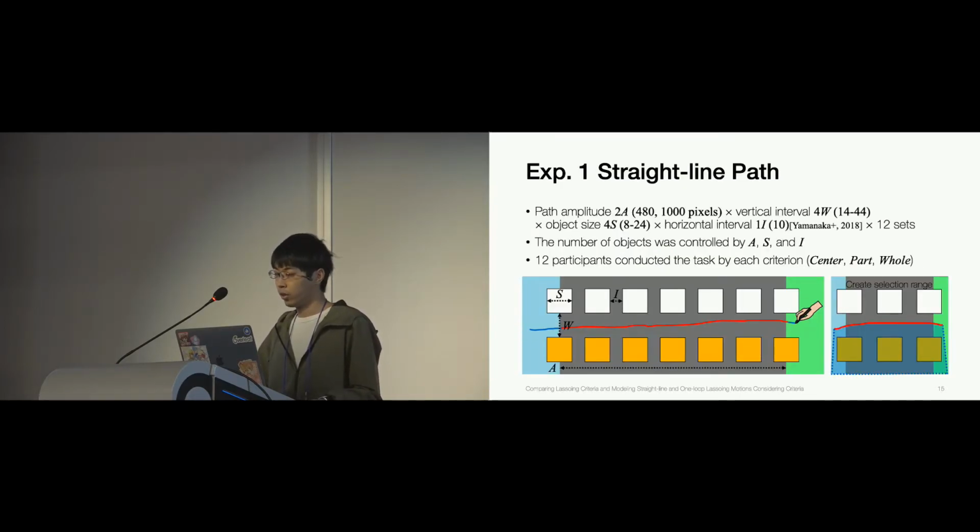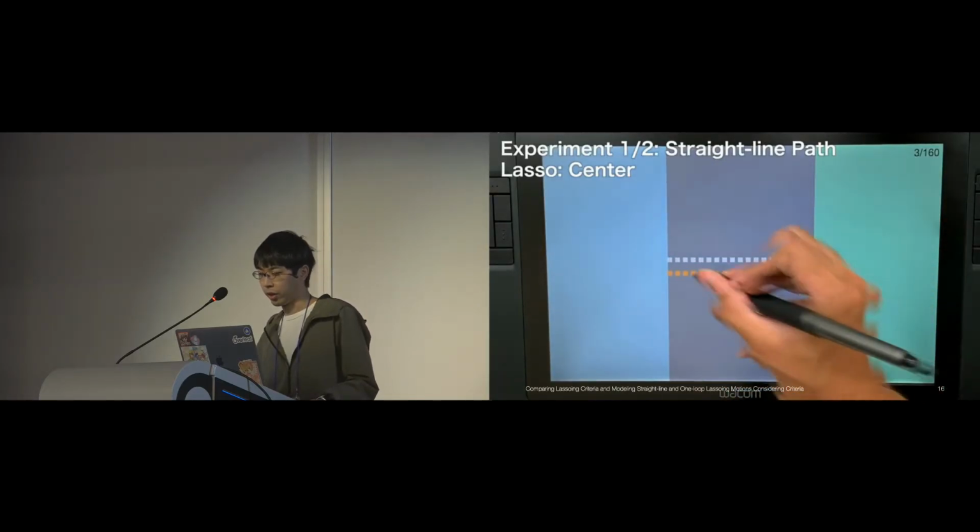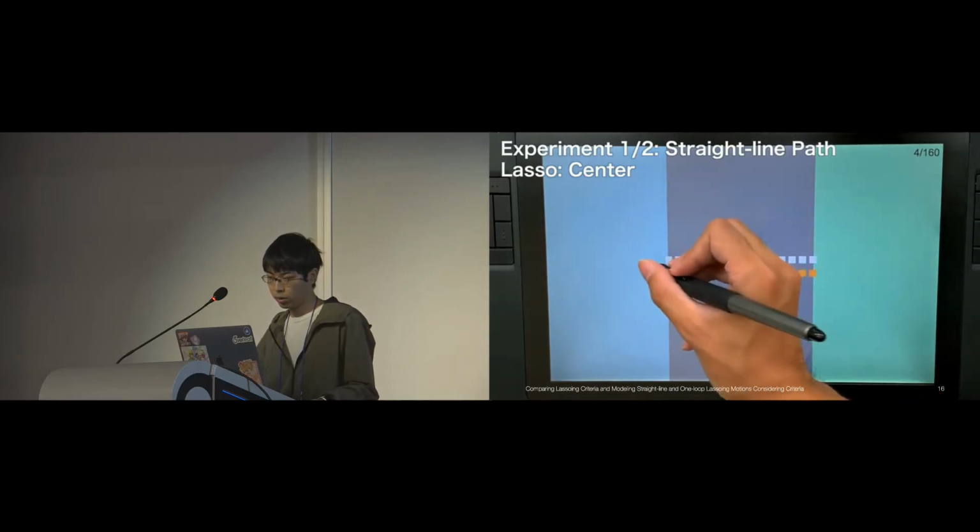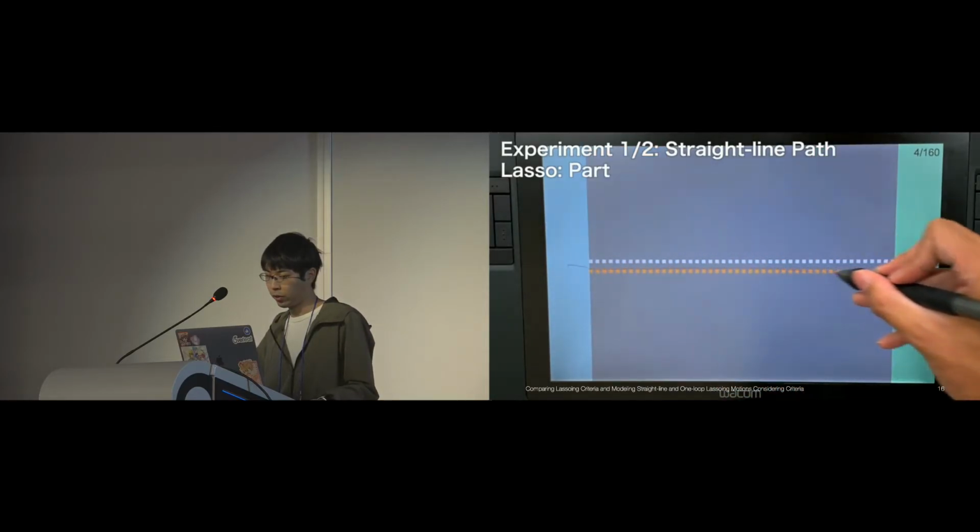In the experiment 1, to pass amplitude 4 vertical intervals, whole object size, and 1 horizontal interval exists. The horizontal interval was 10 pixels, so with it the participant performed visually controlled steering motions. The participant conducted the task by each criterion. In the task, the selection range is created by combining the participant's stroke and endpoints at the bottom of the screen. This is the center criterion. Part.